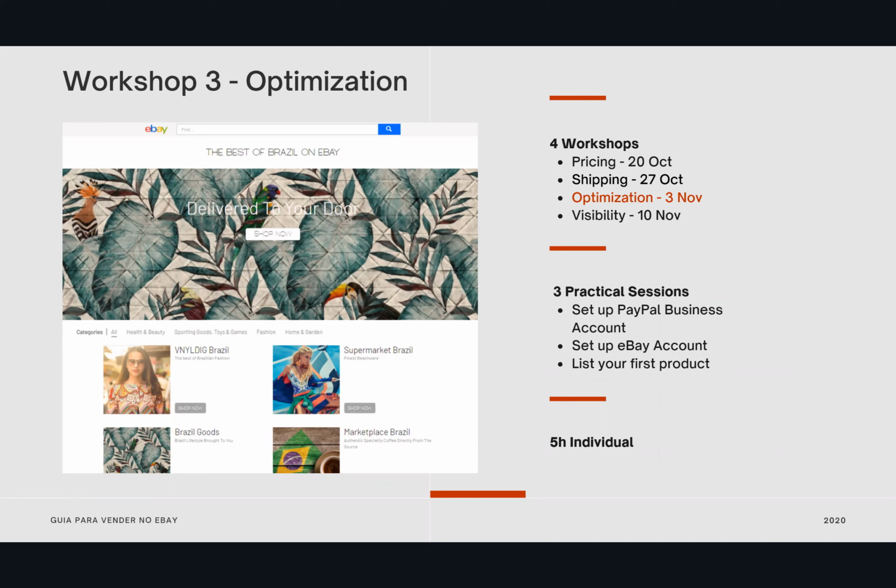So far, we have run 2 workshops. The first one, we talked about pricing 2 weeks ago. Last time, we started looking into shipping, so how to set up international shipping, and we didn't get fully through. So we will take a couple of minutes to follow up on this. And then we're going to dive into today's main topic around optimization. There is another workshop happening next week around boosting visibility. And then there are also practical sessions going on for the next 2 to 3 weeks.